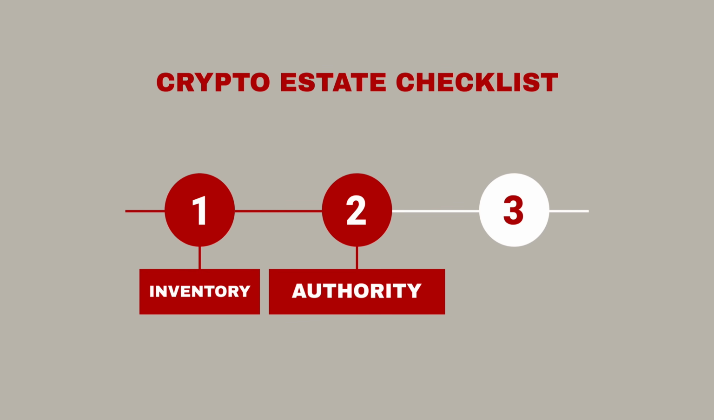But listing out all the crypto you own and where to find it is only part of creating the perfect crypto estate plan. You also need to define who can act on your behalf once you're gone, or even if you're still alive but unable to act. So step number 2 is authority, aka defining who can act on your behalf. There are 2 situations that you need to plan for.